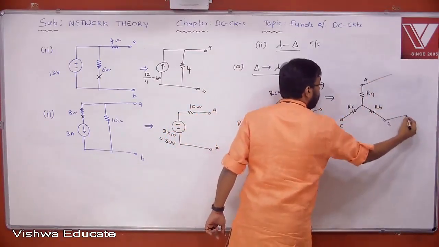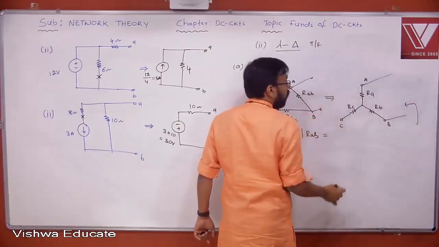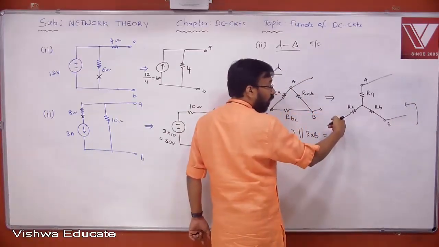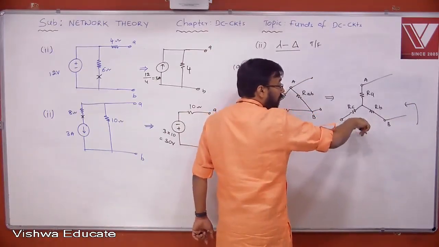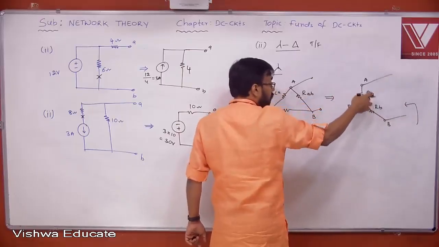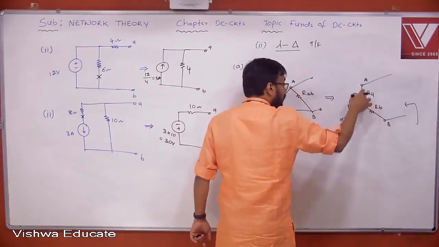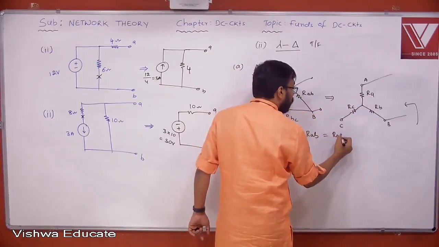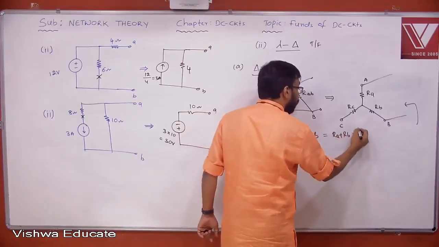Now what is RAB in this case? Tell me. When you look into the network, this is completely isolated. This is floating in the air. There is no return path. As far as the AB terminals are concerned, these two look like what? In series. Therefore, RA plus RB. This is the first equation.